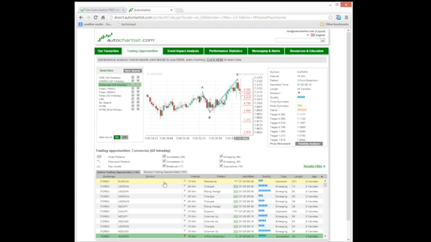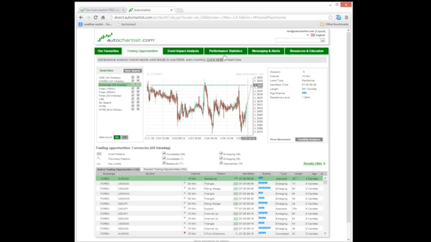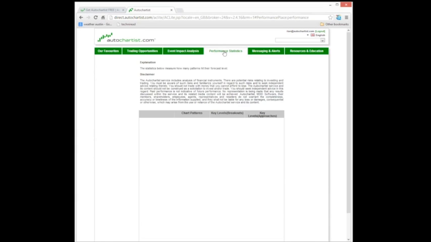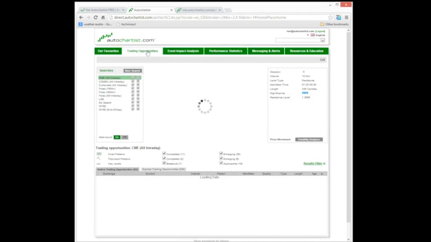So what I want to do is move you over to the pattern performance statistics screen, which is on the top over here, which is really the central point, or the focal point, of today's conversation. We provide three types of analyses: for completed chart patterns, for completed key levels, and for approaching key levels. Let's talk about those three different types of opportunities before we actually look at the statistics themselves. So I'll click on the currencies tab.